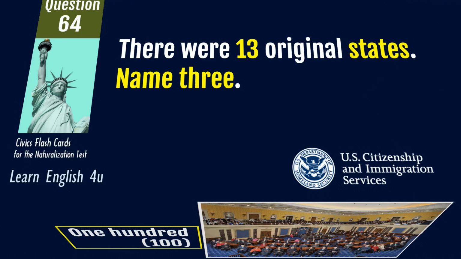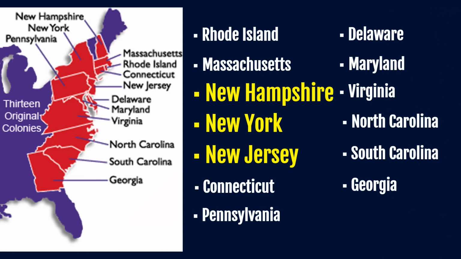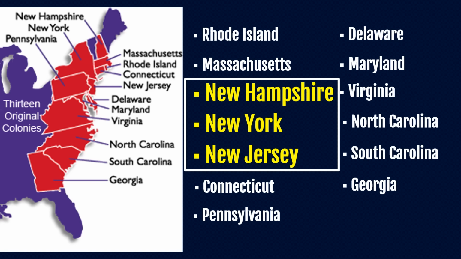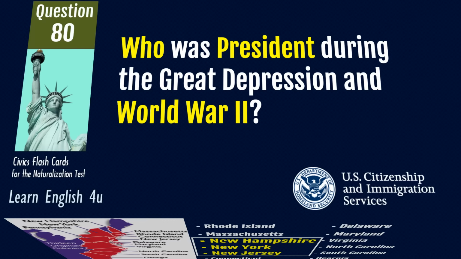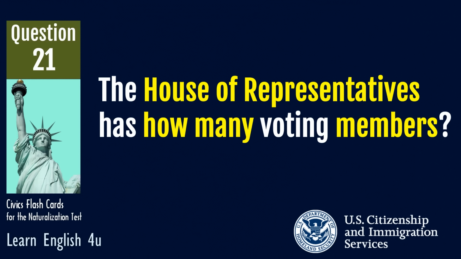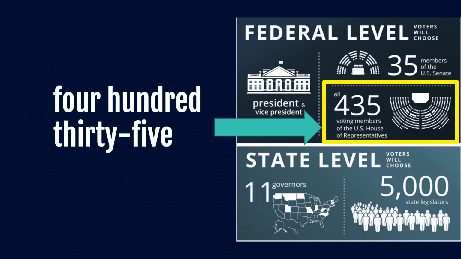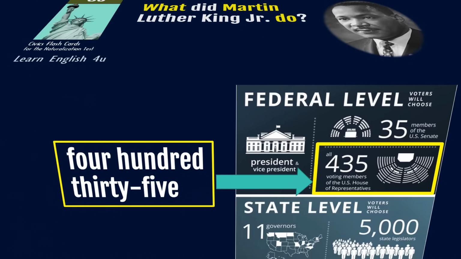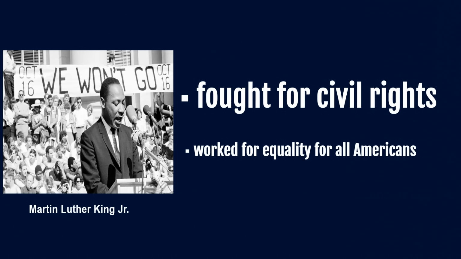There were 13 original states. Name 3. New Hampshire, New York, New Jersey. Who was president during the Great Depression and World War II? Franklin Roosevelt. The House of Representatives has how many voting members? 435. What did Martin Luther King do? Fought for civil rights.